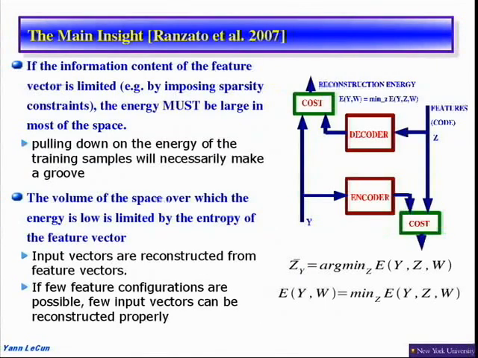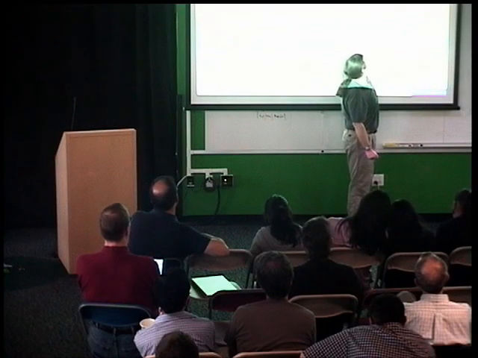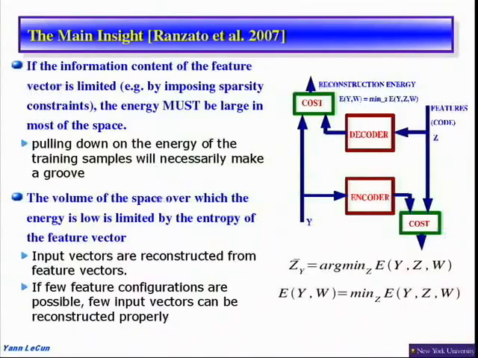Imagine that this code vector here is binary. It can only take 2 values. It's just 1 bit. So if it can only take 2 values, there are only 2 possible values at the output of the decoder: the output when z is 1, and the output when z is 0. What does that mean? If the cost is, say, Euclidean distance, only 2 values of y can have 0 reconstruction error. The only values of y that can have 0 reconstruction error are the 2 outputs of the decoder for z equals 0 and for z equals 1. For every other value, the reconstruction error would be large.